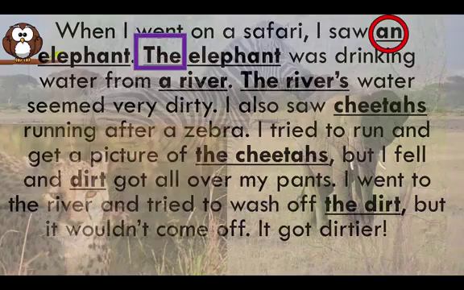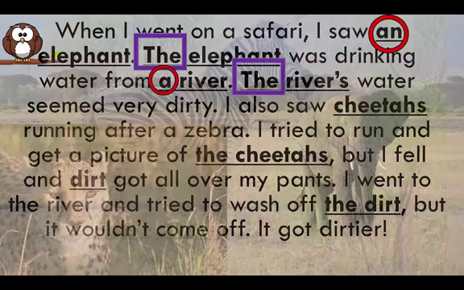Since you already heard about the elephant in the first sentence, I used the in the second sentence because it is now referring to a specific elephant, the elephant that I just told you about. I also introduced river in the second sentence, so I used a river. But when I continue to talk about the river after, I use the.